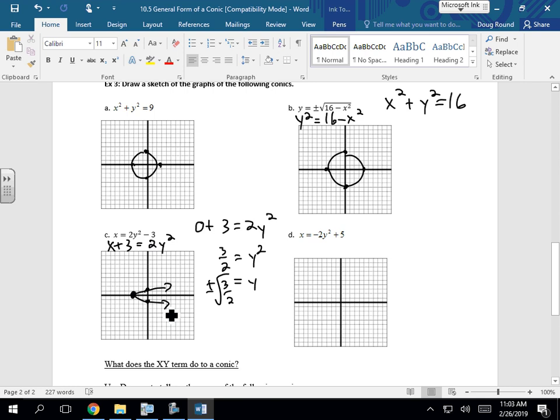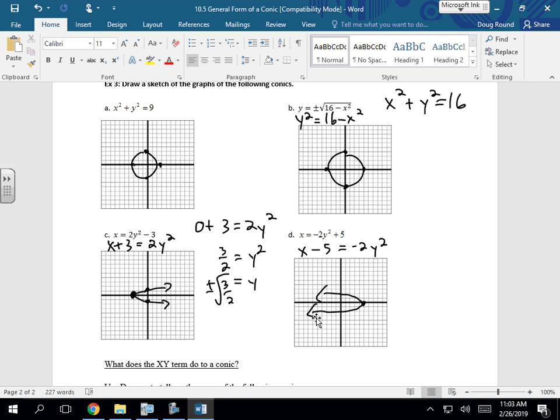This one over here, how does this one differ? Yeah, it's going in the opposite direction. And also I moved the vertex in the opposite direction. So it's got a vertex of positive 5, 0, and then it's going to open left. We're not going to worry too much about where it goes through the y-axis. We're just going to quickly sketch it.